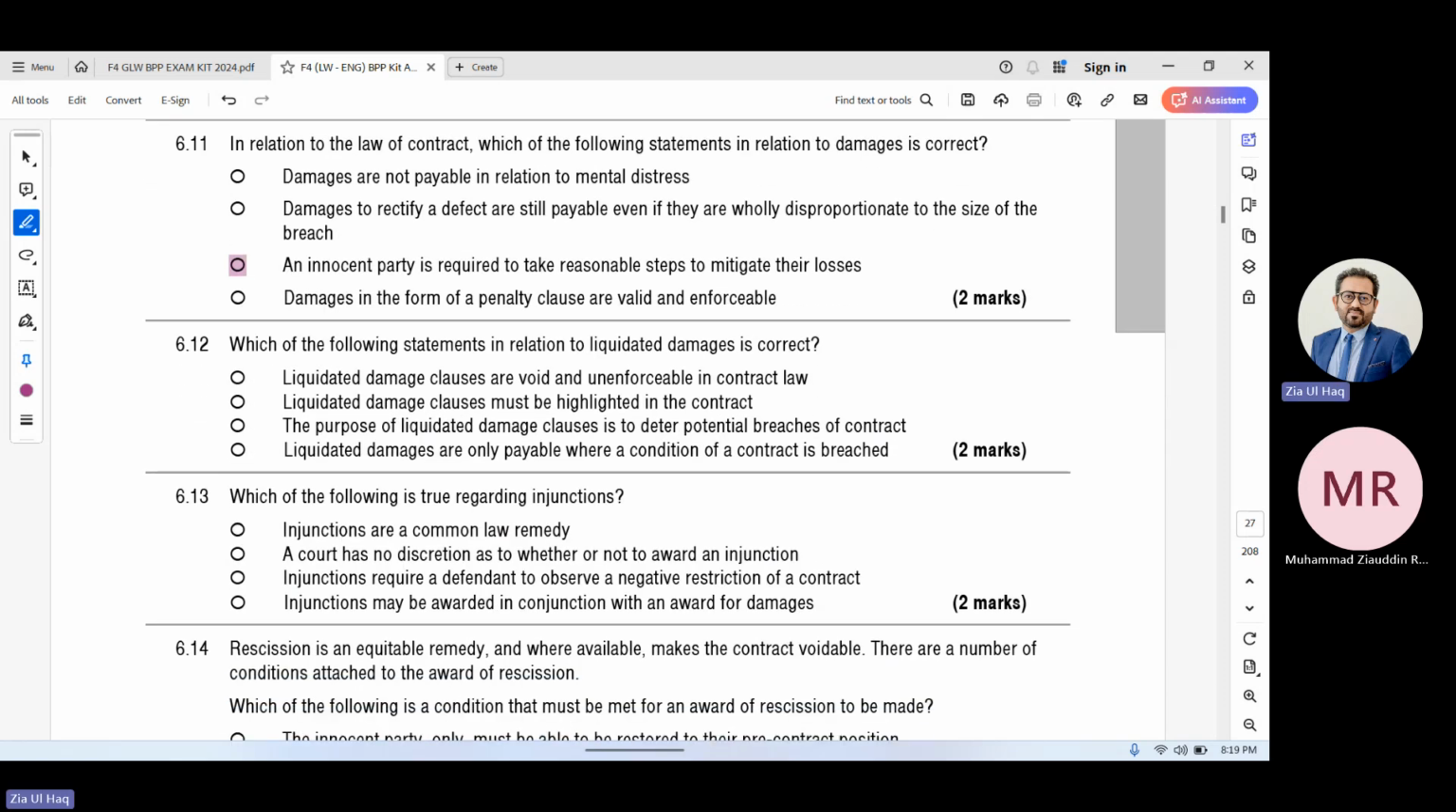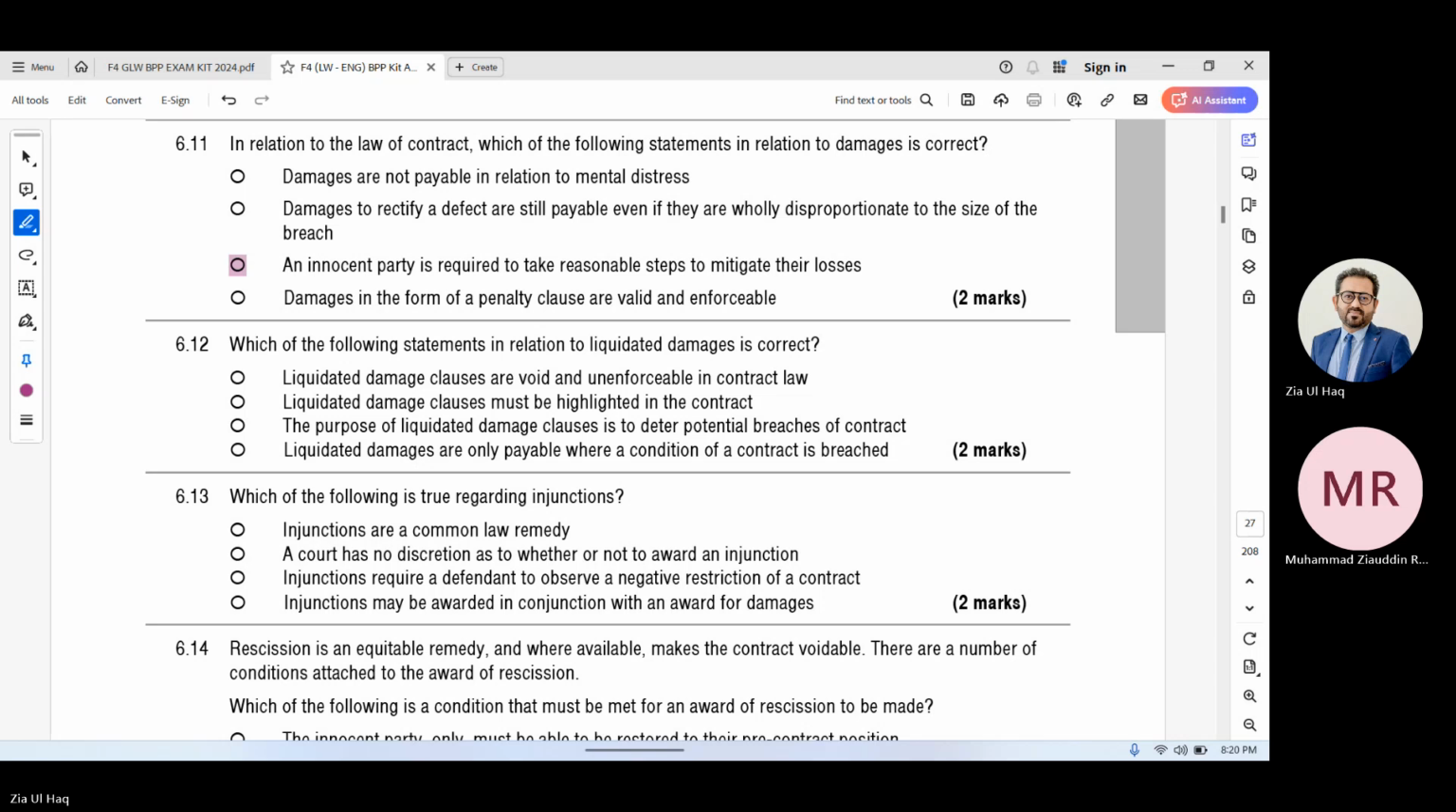6.12. Which of the following statements in relation to liquidated damages is correct? Presumptions. Liquidated damages clauses are void and unenforceable in contract law. No, it is not void. Liquidated damages clause must be highlighted in the contract. The purpose of a liquidated damages clause is to deter potential breach of contract. No, breach of contract cannot be stopped. Liquidated damages are only payable where a condition of a contract is breached. Not only condition, even in case of terms, warranty, it will be payable.